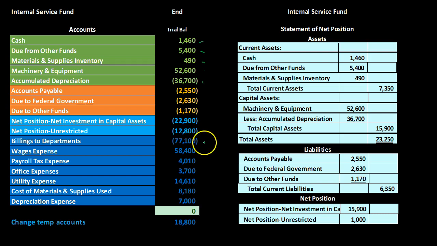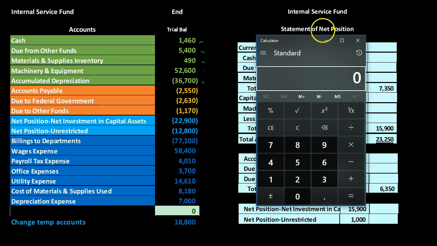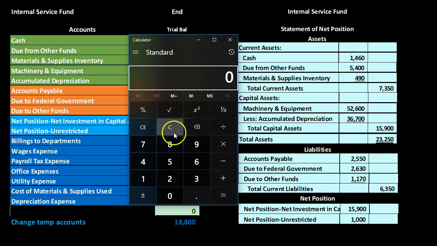And then we have the net position in unrestricted. Now note that we took basically the 18,800, we closed it out to the net position account. So we closed it out here. We're breaking out the net position between net investment in capital assets and those that are net position unrestricted. Why would we do that? Note that the net position here represents assets minus liabilities.